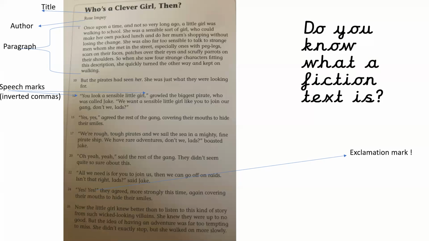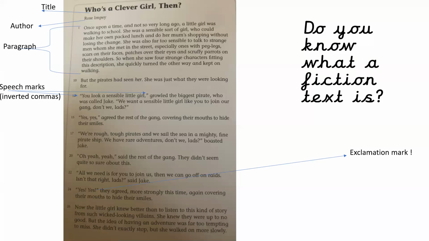They didn't seem quite so sure about this. "All we need is for you to join us. Then we can go off on raids. Isn't that right, lads?" said Jake. "Yes, yes," they agreed, more strongly this time, again covering their mouths to hide their smiles. Now, the little girl knew better than to listen to this kind of story from such wicked-looking villains. She knew they were up to no good, but the idea of having an adventure was far too tempting to miss. She didn't exactly stop, but she walked on more slowly.